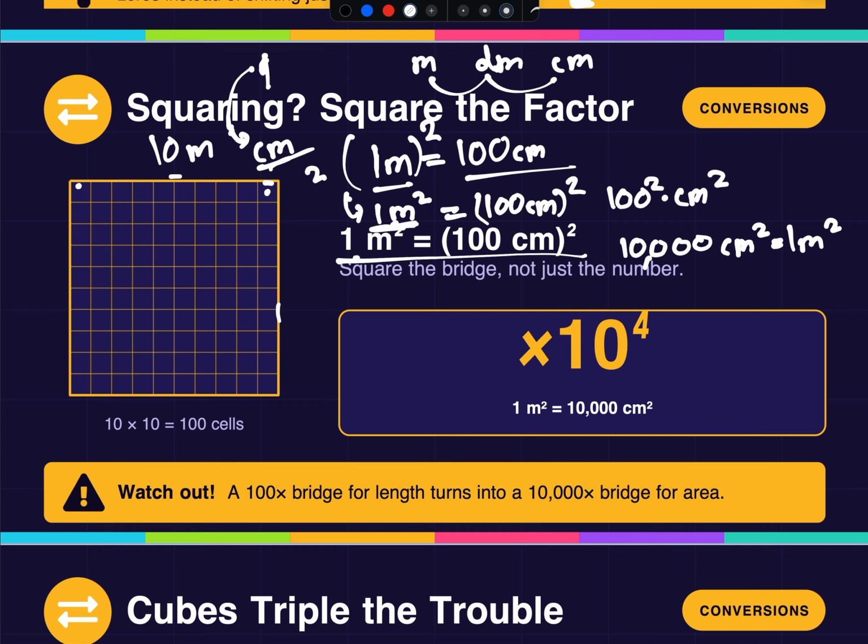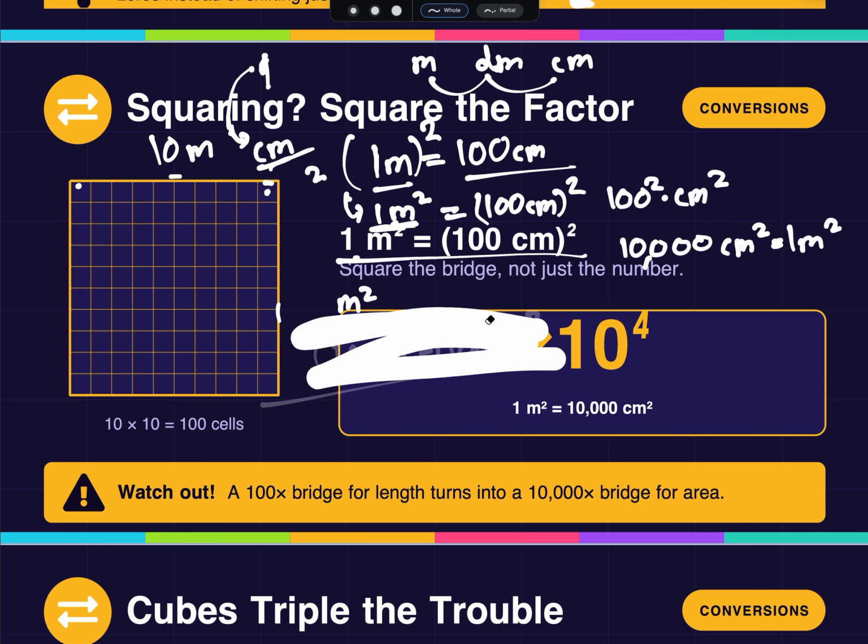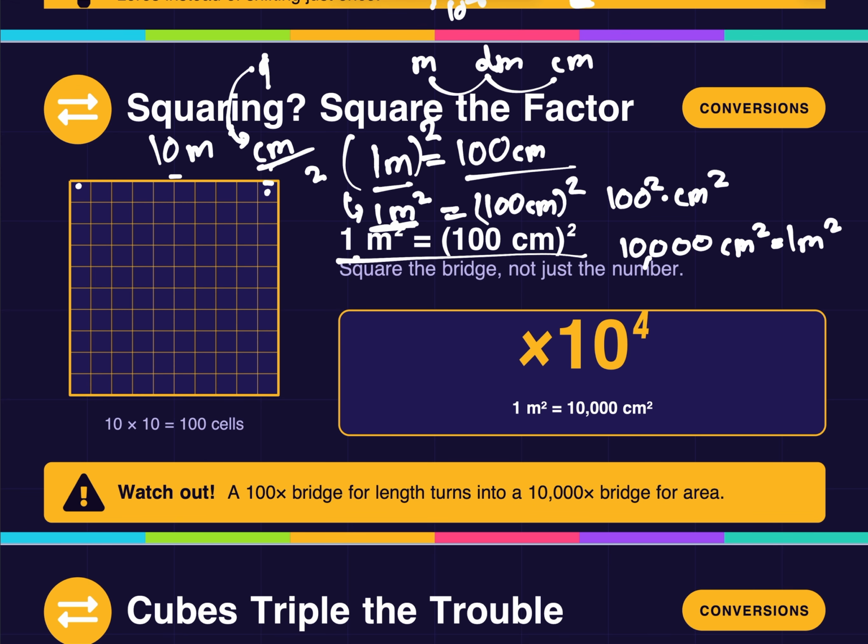If they ever give you 1 meter squared or kilometer squared, just set it up into an equation like this. 1 kilometer is equal to 1,000 meters, and then you can square both sides to find out the rest. That's how you get squared conversion factors. All right?